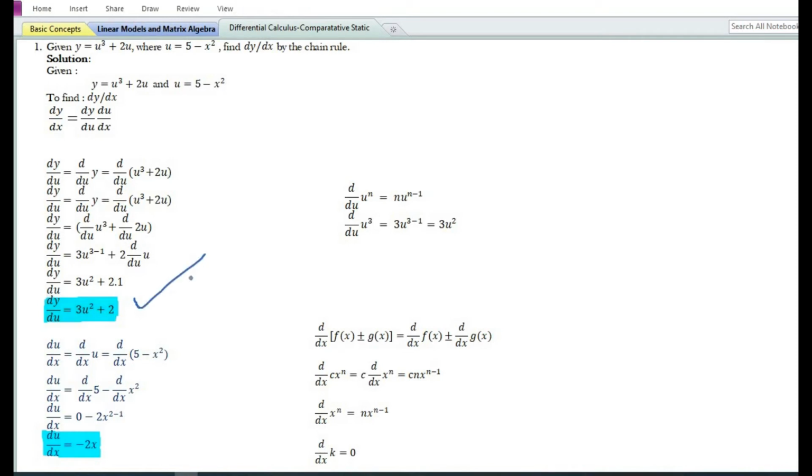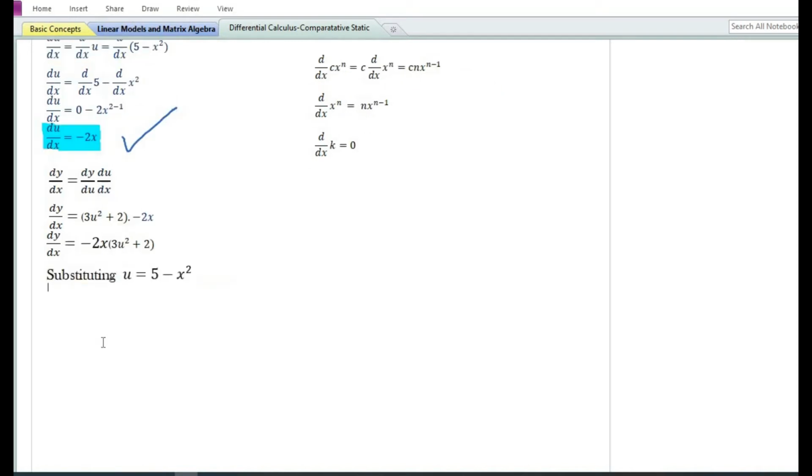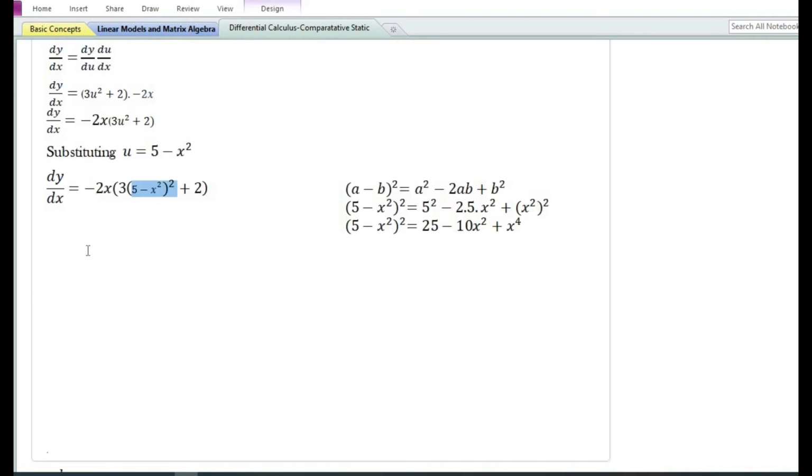Substituting the derivative of y with respect to u and the derivative of u with respect to x in the chain rule formula, we have the derivative with respect to x of y is equal to minus 2x within bracket 3u square plus 2. Substituting the value of u in the above derivation, we have, simplifying the expression, 5 minus x square, holding square, by using the formula a minus b holding square.